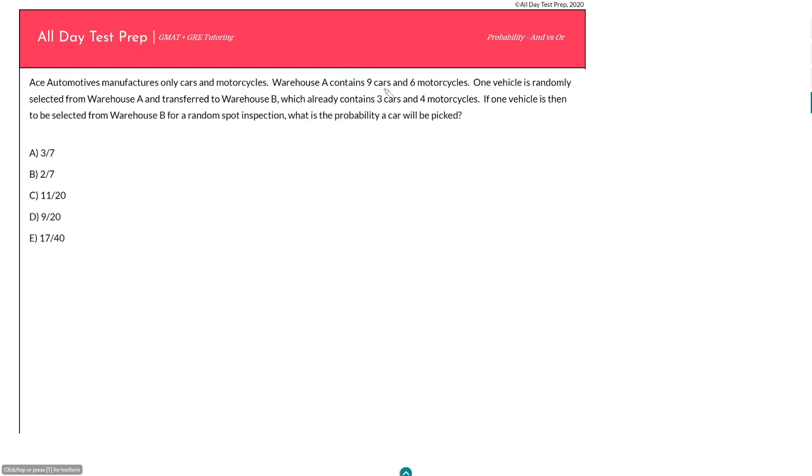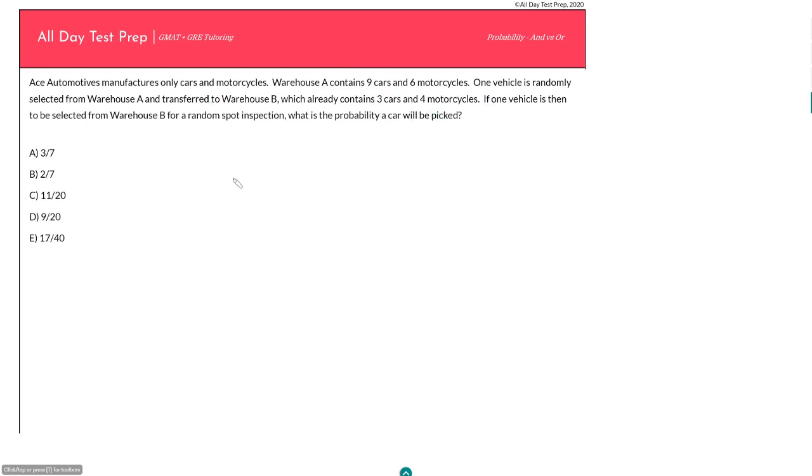Warehouse A contains 9 cars and 6 motorcycles. One vehicle is randomly selected from Warehouse A and transferred to Warehouse B, which already contains 3 cars and 4 motorcycles. If one vehicle is then to be selected from Warehouse B for a random spot inspection, what is the probability a car will be picked?